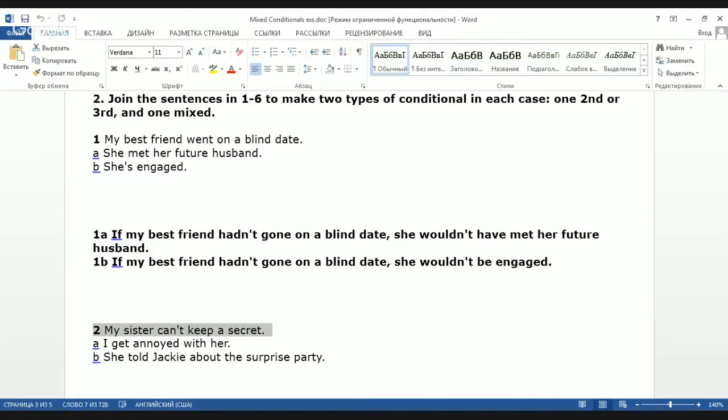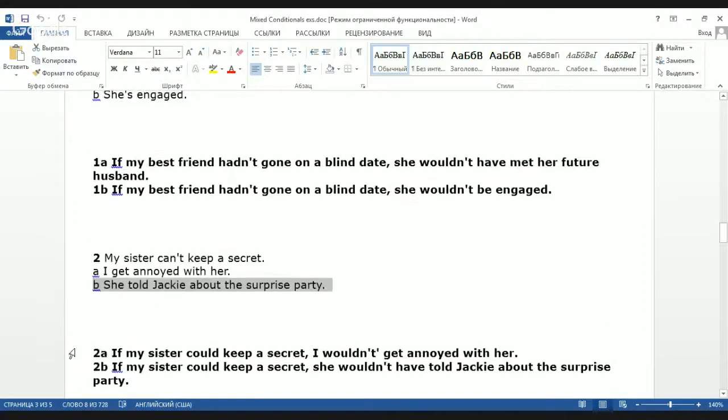All right, so if my sister can't keep a secret and I get annoyed, these are two situations that happened simultaneously at the same time. So if my sister could keep a secret, I wouldn't get annoyed with her. Another option, if my sister could keep a secret in general, she wouldn't have told Jackie about the surprise party in the past. And this is where we need mixed conditional.